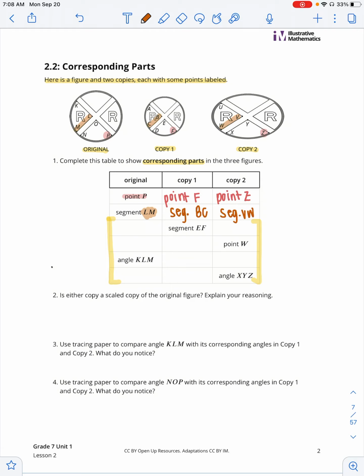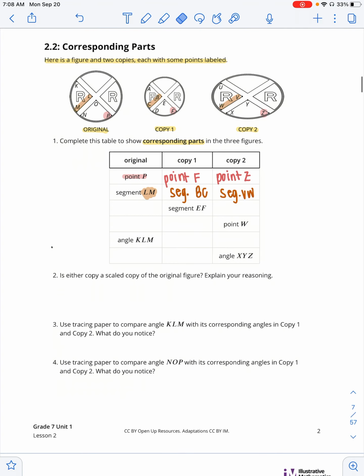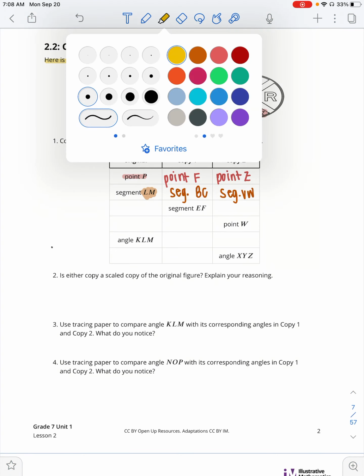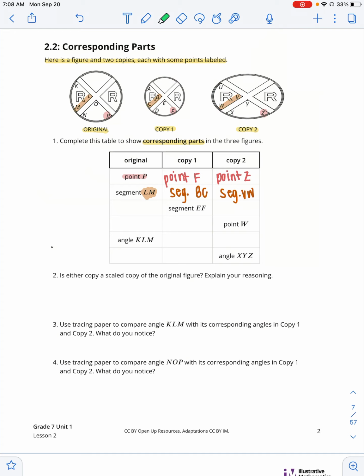Okay, so at this point you should have filled in the rest of the table. I will go back and comment on your work to make sure you did it correctly. One thing that I do want to note specifically is that in the last 2 rows of the table we have angles. We have angle KLM. Angle KLM is going to be the angle that is formed around L, because we see L as the middle letter, with K on one side and M on the other. And so it's angle KLM.